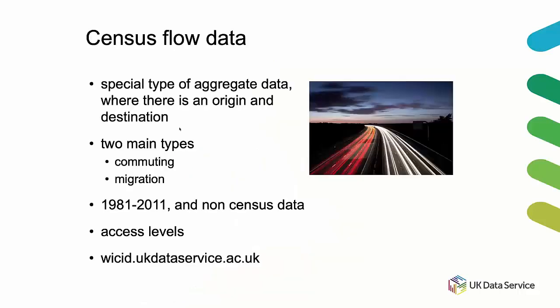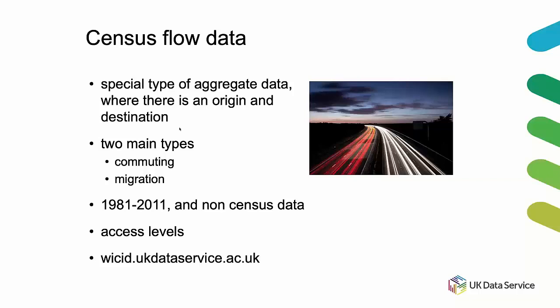The last sort of census data is flow data. It's a special type of aggregate data where there's an origin and a destination. There are two types, commuting and migration. Commuting data is the difference between place of residence and place of work, and migration is derived from the place of residence at census day compared with the usual residence in the previous year. On the census form, there was a question asking respondents what their usual address was 1 year ago.